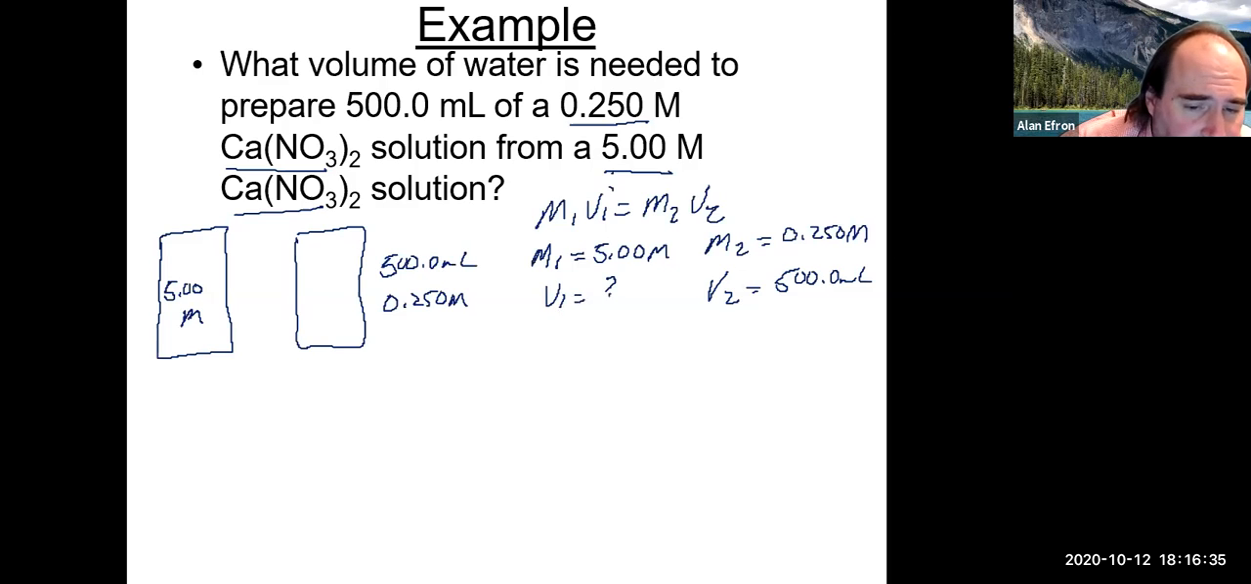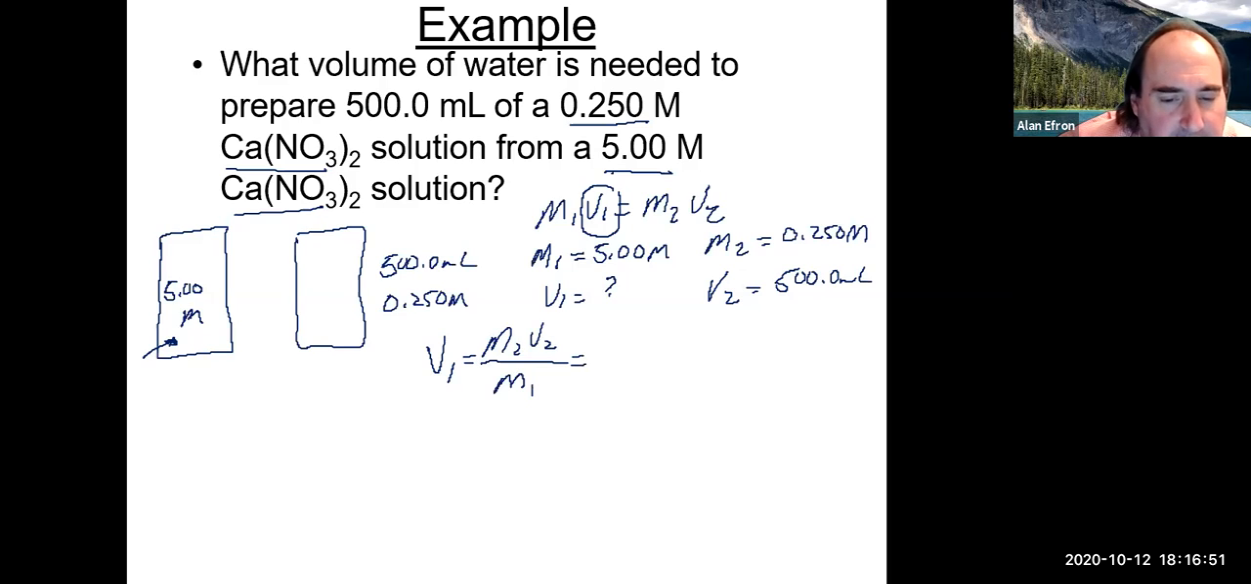So that's a good place to start. Remember that typically when we're solving for V1, that is how much of the more concentrated solution we need to take out. So V1 here would be M2 V2 over M1. Putting in our numbers, 0.25 molar times our 500 milliliters divided by our 5 molar.